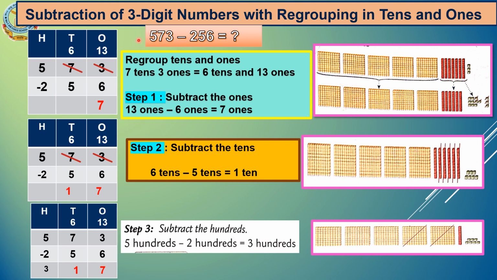Subtract 256 from 573. 573 is minuend and 256 is subtrahend. First, arrange these numbers in a column and start your subtraction from the ones place.